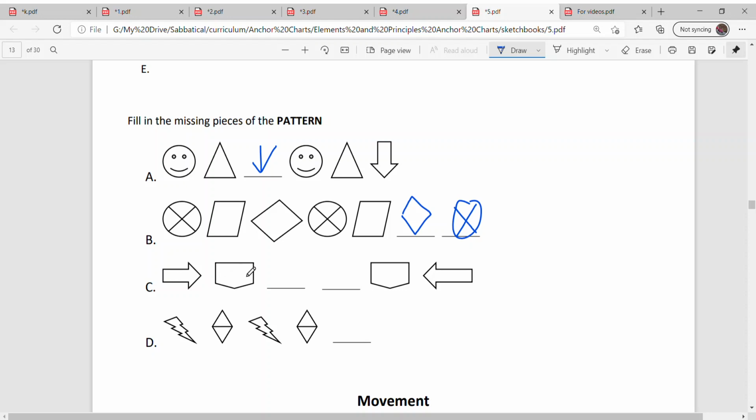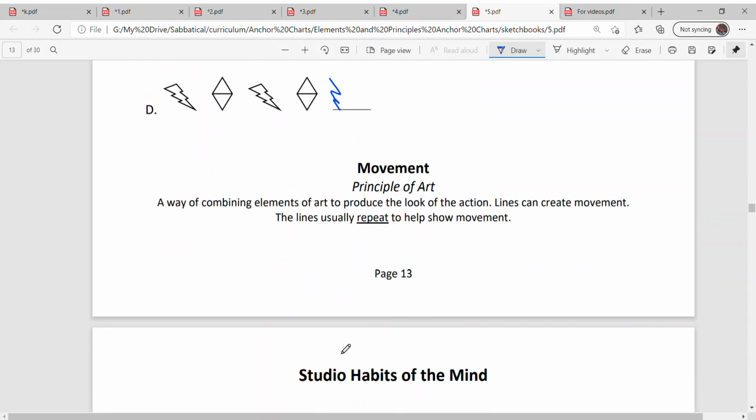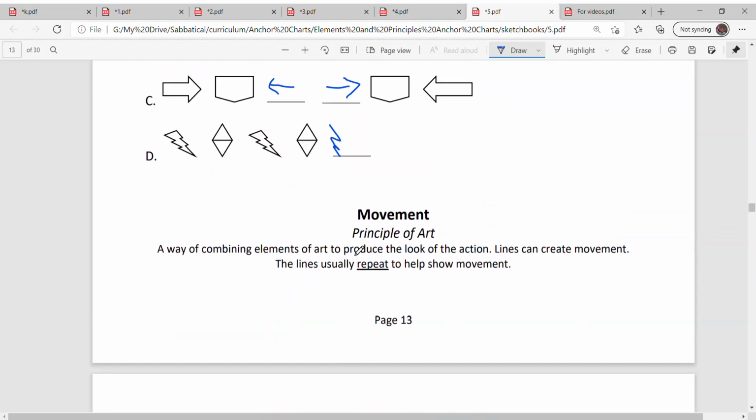this 5-sided object. Blank, 5-sided object, left arrow. So what do you think goes in the middle? I hope you said left arrow and then right arrow. All right, lightning bolt. We'll call it a kite. Lightning bolt, kite. What do you call this one? A lightning bolt. And then I just want to introduce you to movement and refresh your memory from previous years.